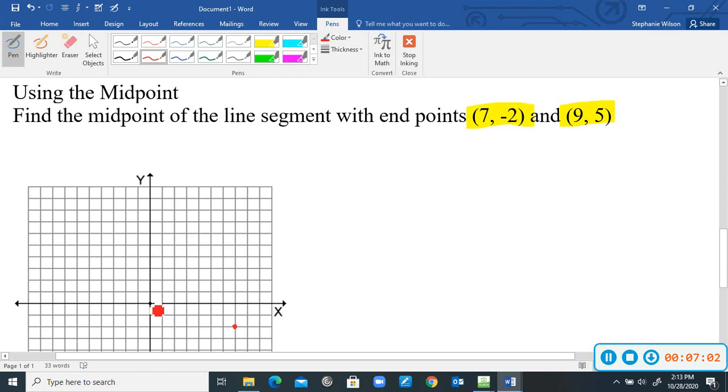It's a positive 9 for x, so we're going to go over 1, 2, 3, 4, 5, 6, 7, 8, 9 to the right. And from there, I'm going to go y. Y is positive, so I'm going to go up. And it's 5, so it's going 1, 2, 3, 4, 5. So what we're wanting to know is what is the midpoint between these two?